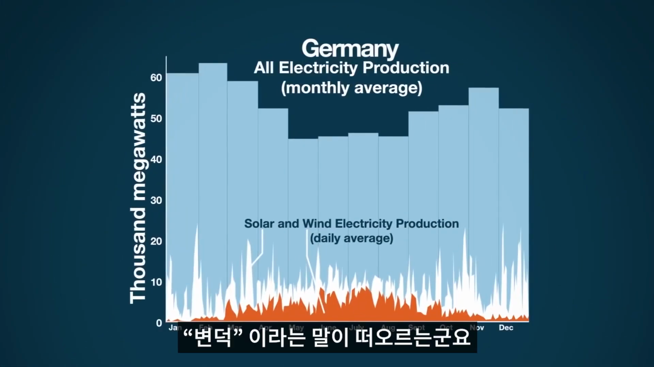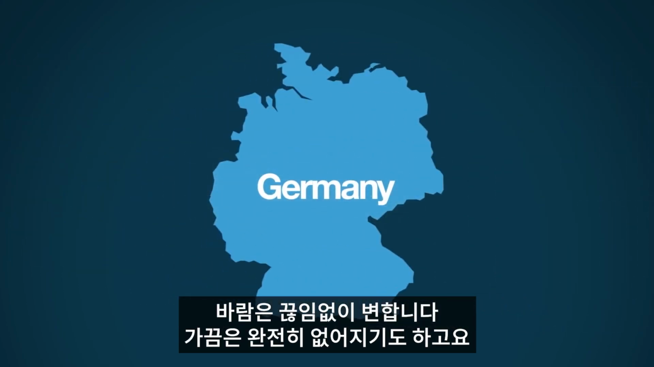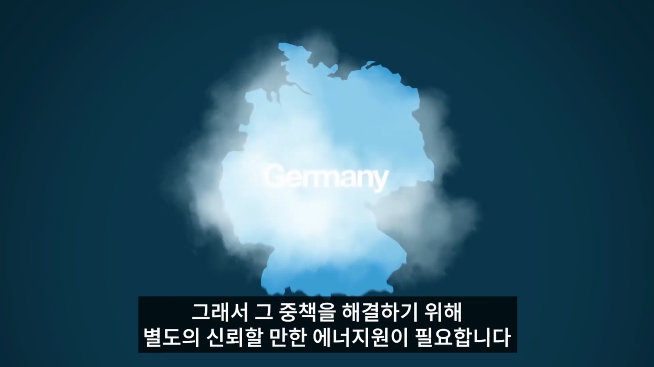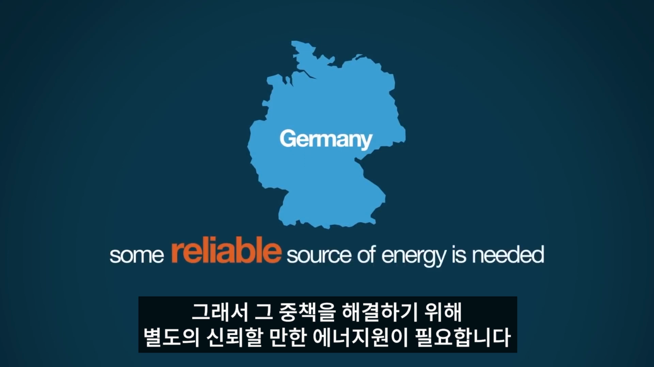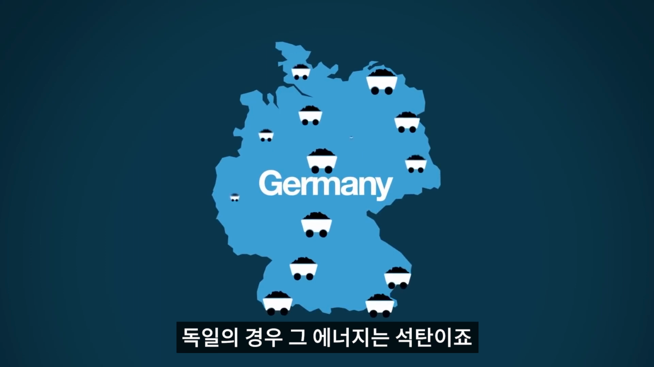The word erratic leaps to mind. Wind is constantly varying, sometimes disappearing completely. And solar produces little in the winter months when Germany most needs energy. Therefore, some reliable source of energy is needed to do the heavy lifting. In Germany's case, that energy is coal.